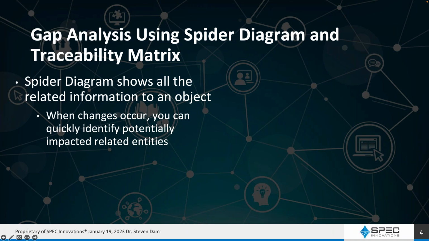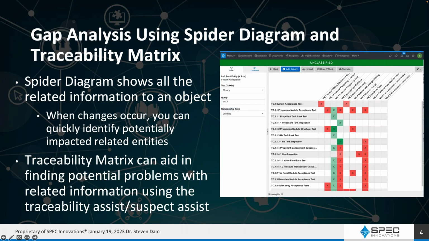It seems like a sort of manual process, but it is. So you have to sit down and look at each one of them and make sure nothing bad happened or nothing unusual happened. Another way to do it is to use the traceability matrix.